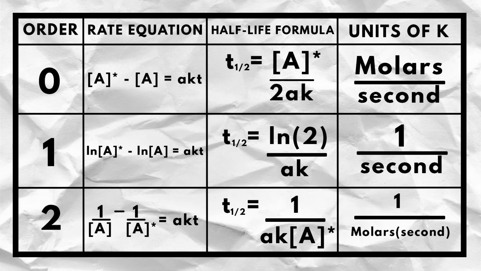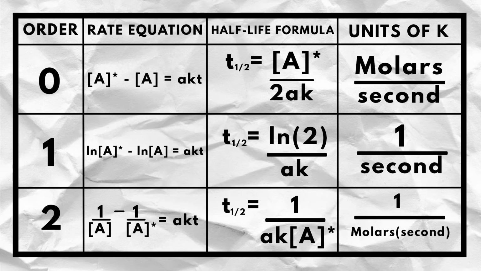We are now finished with the common integrated rate equations. Let's have a quick look at a table which sums up the equations and units of k per order. The integrated rate equation for zero order is A naught minus A equals aKt. For the first order, it's ln A naught minus ln A equals aKt. For the second order, it's 1 over A minus 1 over A naught equals aKt.